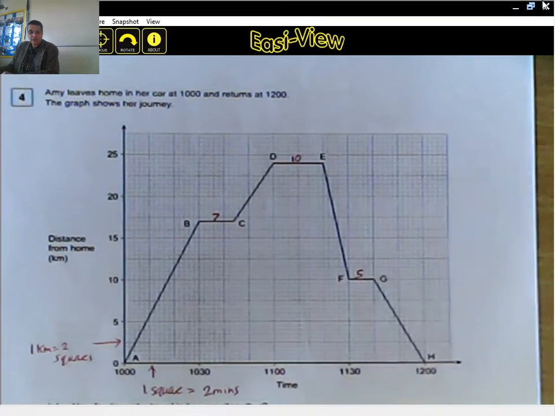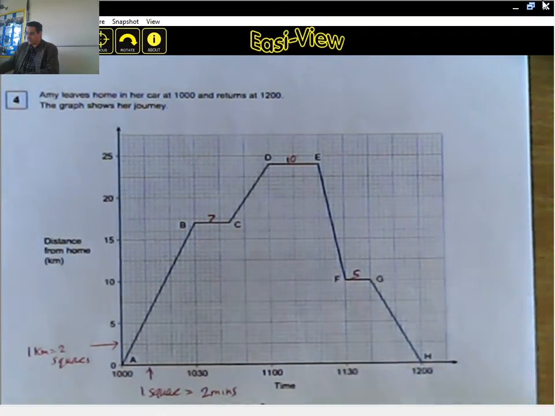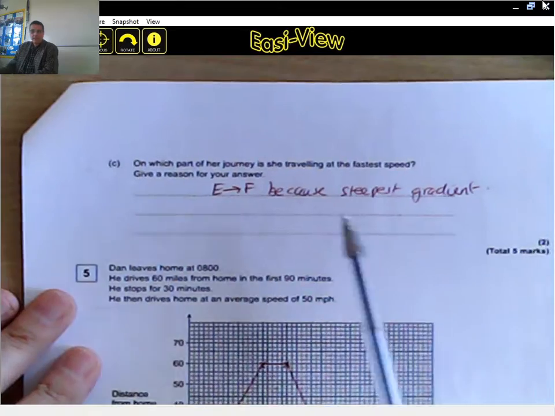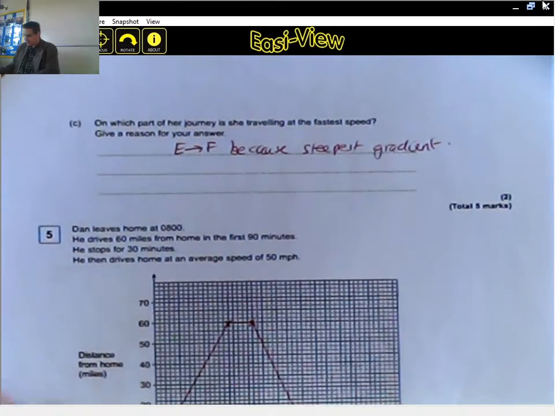call it E to F. Don't call it E, don't call it F, because these are just individual points on the journey. But E to F is the fastest speed. So there it goes, E to F. Why? Because it's the steepest gradient.